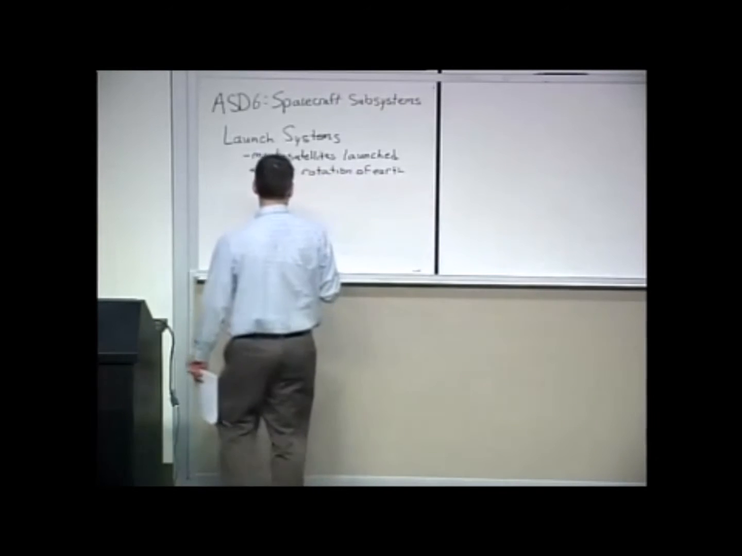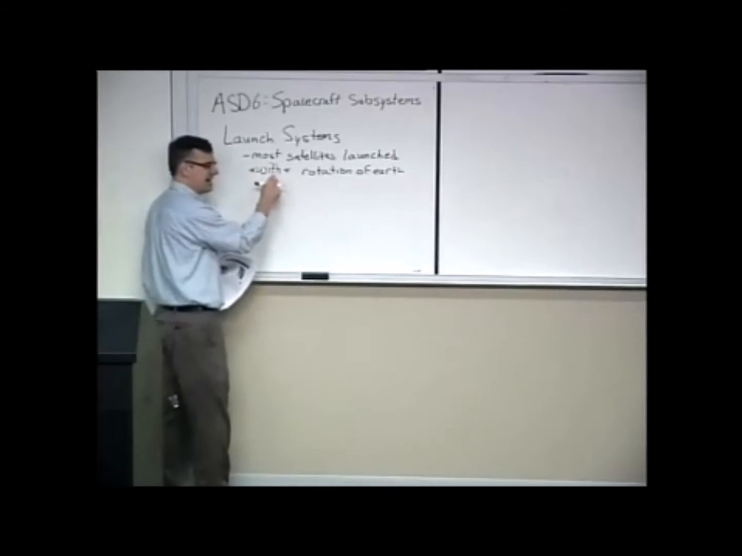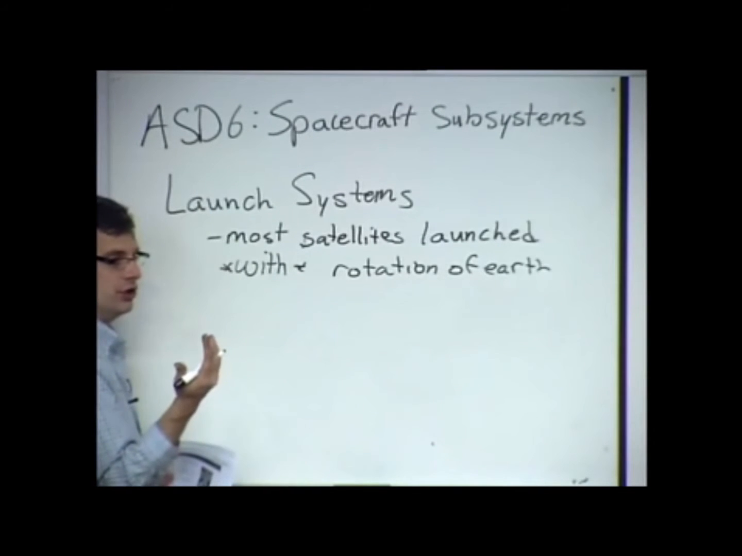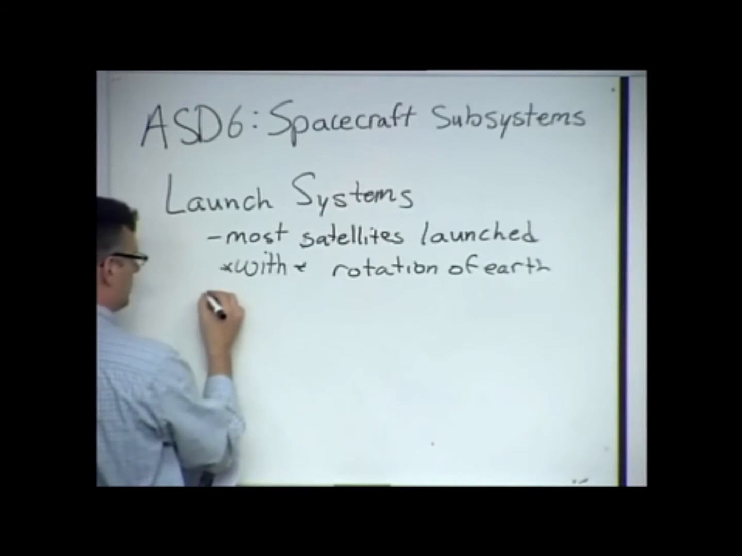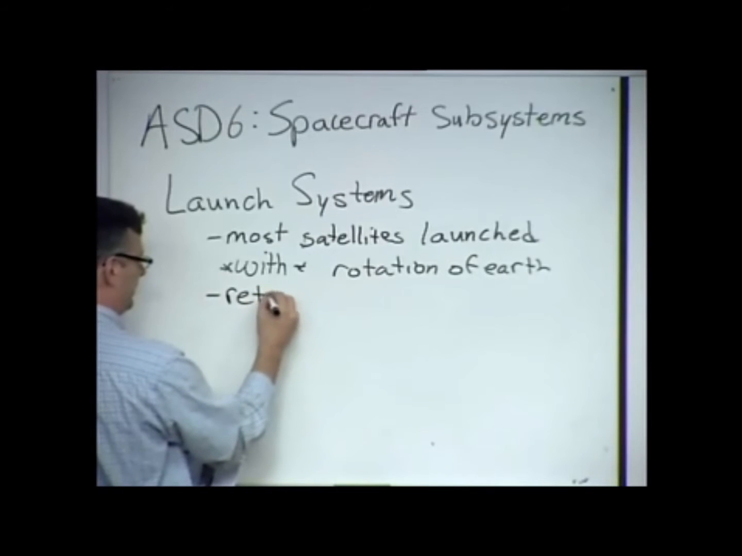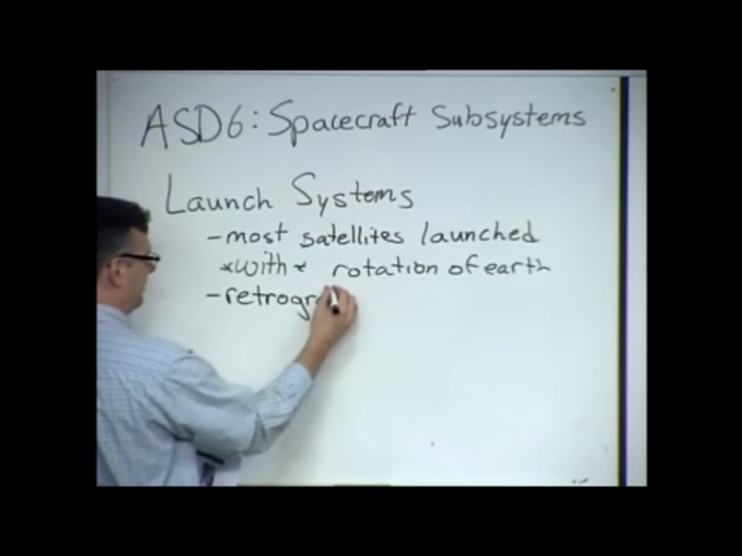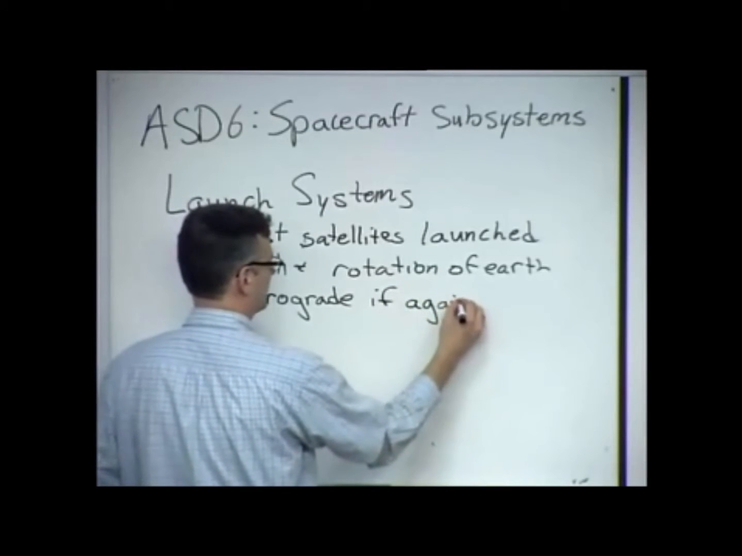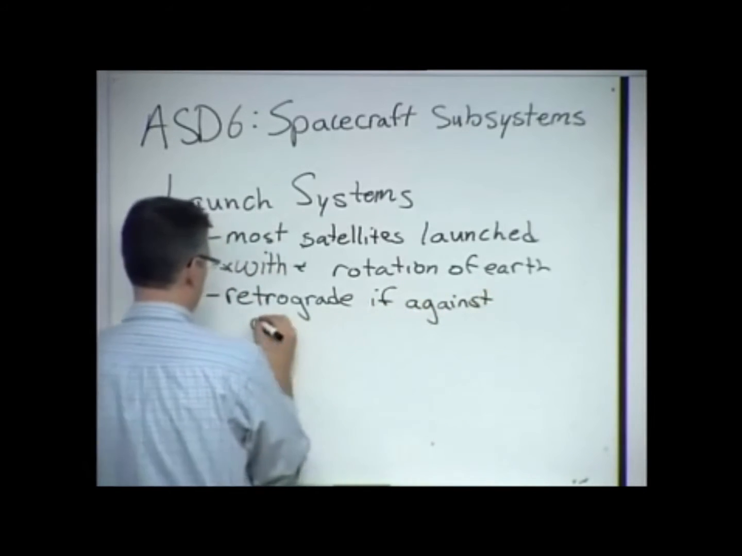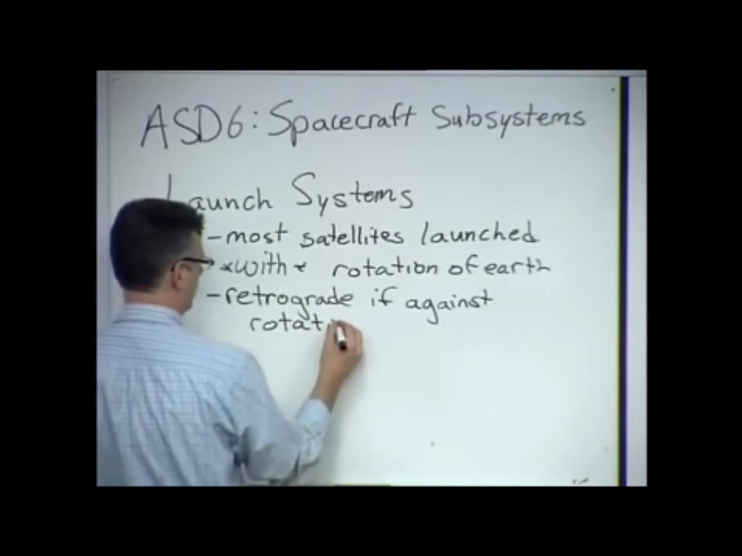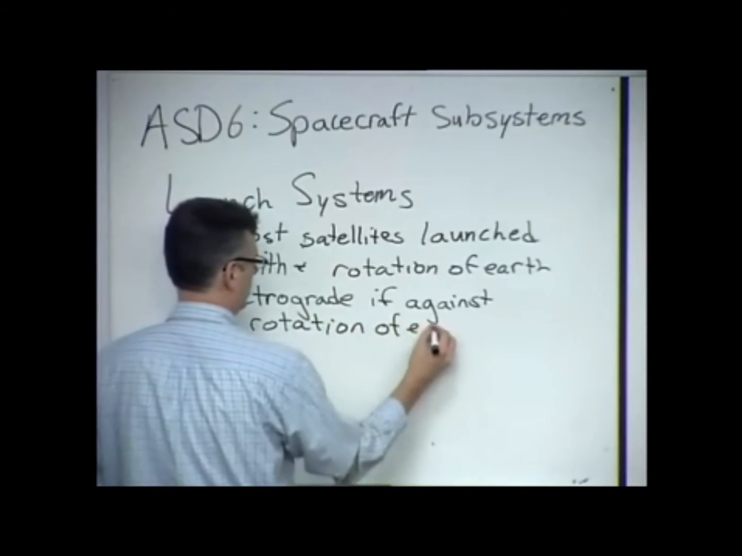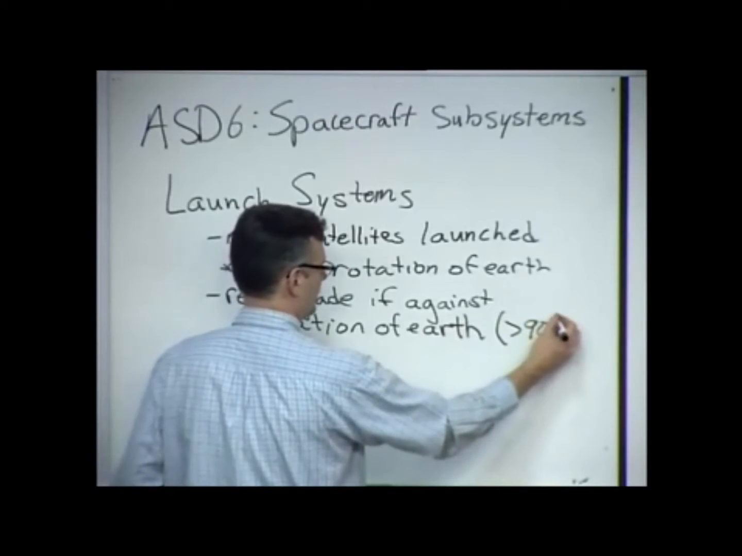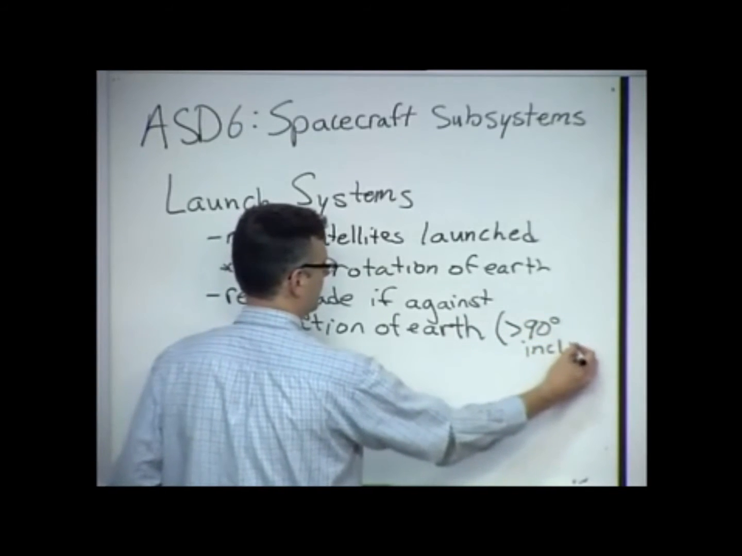So if it is not launched with the rotation of the Earth, and there are lots of applications where you don't necessarily want that, that is called retrograde. The orbit is retrograde if it goes against the rotation of the Earth. And we often denote that by saying that the inclination is greater than 90 degrees.